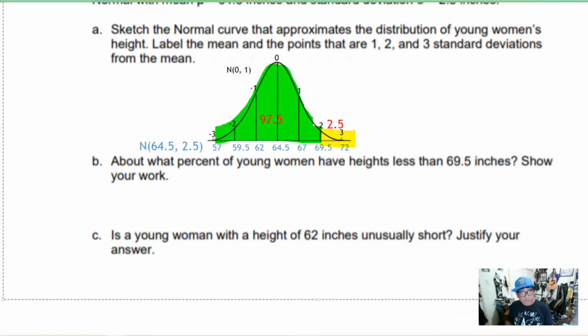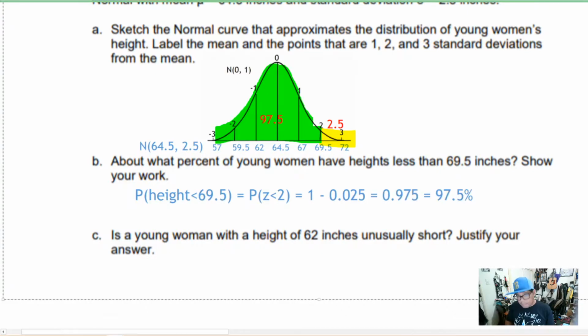Let's show some work here. The appropriate thing to write would be the proportion or the probability of heights that are less than 69.5. That's going to be the proportion on the z-curve that's less than a z-score of 2. Remember, 69.5 corresponds with a z-score of 2. And that's 1 minus 0.025, and that's 97.5%.